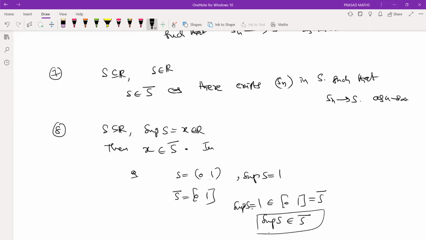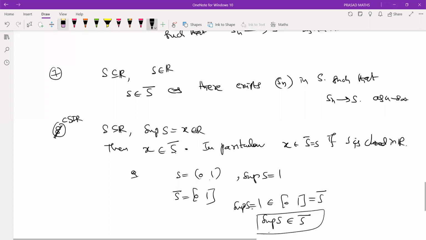So in particular, the supremum X belongs to S if S is closed. Based on this, many questions will come in CSIR. This is a very, very important property. If S is closed in R, what does it mean? S closure is equal to S. Yes or no? S closure is equal to S. Right? This is an important property. So the supremum of S is X, which means X belongs to S closure.